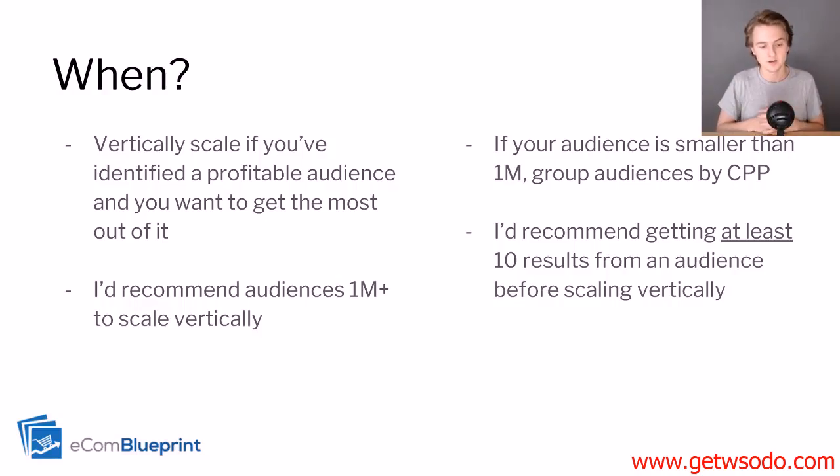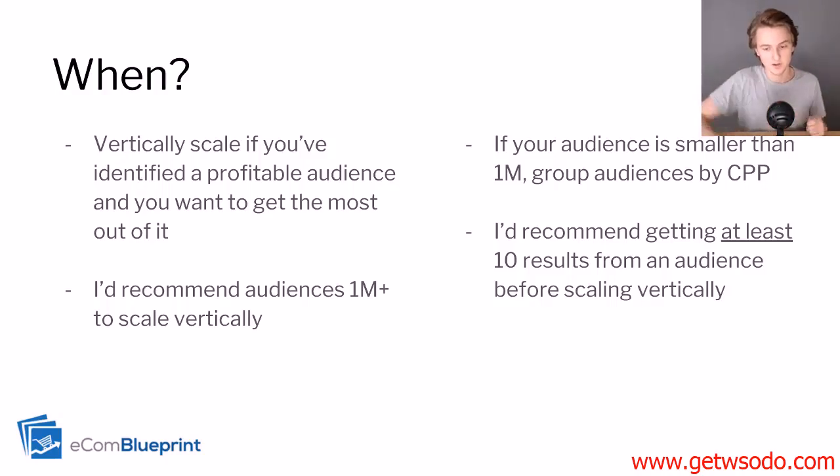And so I'd recommend audiences of at least a million people or more to scale vertically. Smaller than that, you're going to have a hard time scaling a lot. As you start scaling, the cost per result is going to go up quite a lot unless you have a larger audience. And so one thing that you can do is, if your audience is smaller than 1 million, you can group the audiences by cost per purchase. And this is something that I talked about in the scaling by grouping video. And so that's what you can do here. You can scale by grouping to vertically scale, right? Because you want to have larger audiences when you scale vertically.